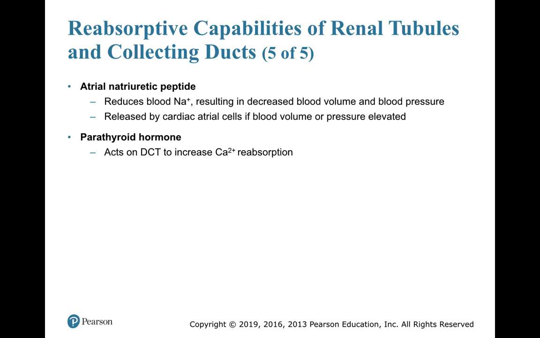Atrial natriuretic peptide from the heart reduces blood sodium, resulting in decreased blood volume and blood pressure. It's released by cardiac atrial cells in response to high blood volume or pressure. Parathyroid hormone also acts on the distal convoluted tubules to reabsorb more calcium.